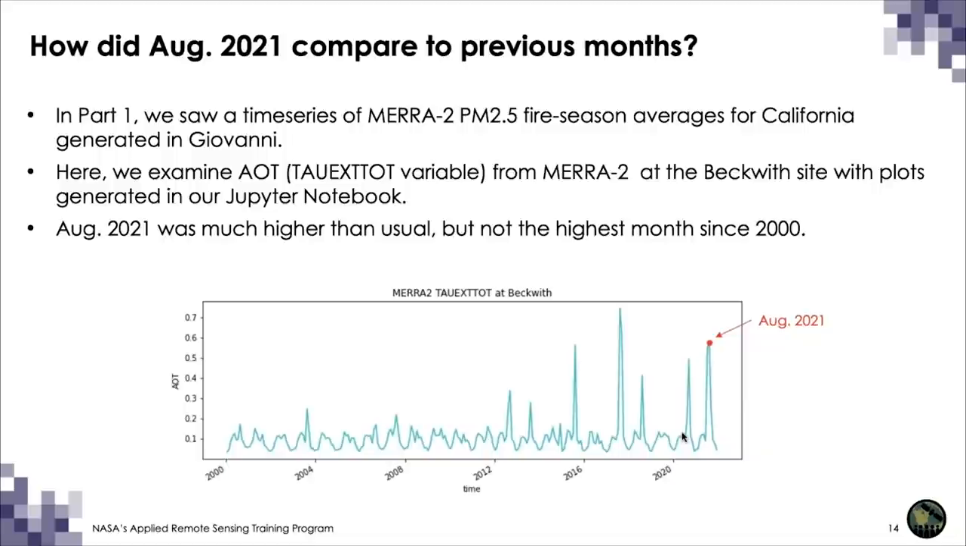Here, we will make plots in our Jupyter notebook to examine this question using MERRA-2 data for AOT at the Beckwith site. The time series here shows monthly mean MERRA-2 AOT for 2000 through 2021, and the red dot indicates the value for August of 2021. You can see that August 2021 stands out as much higher than typical AOT values at this location, but it is not the highest value in the time series.